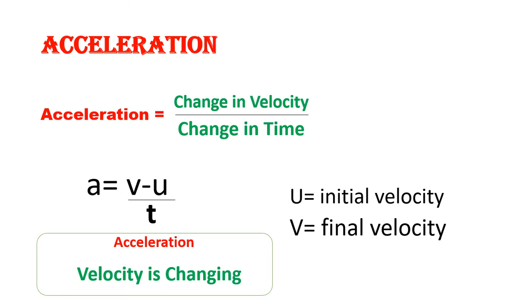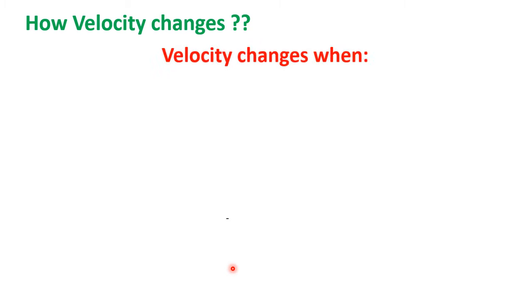So now the thing is, how does velocity change? Here you are seeing that velocity is changing. Now you should know how velocity changes. See, velocity changes in three ways.